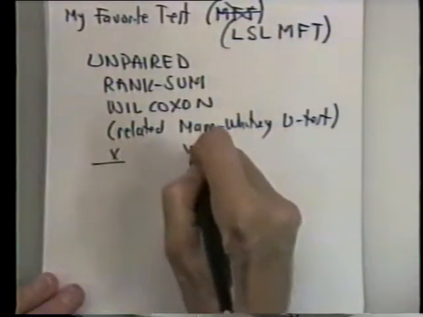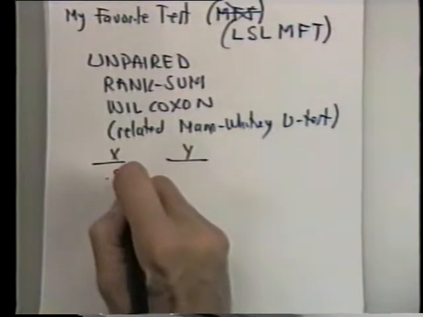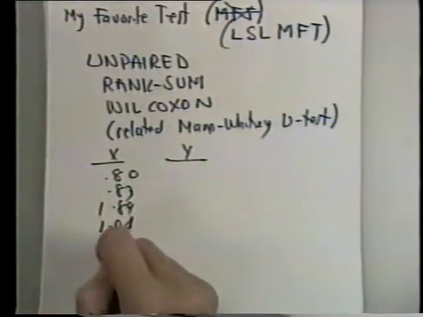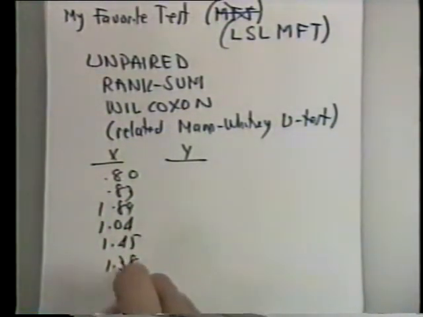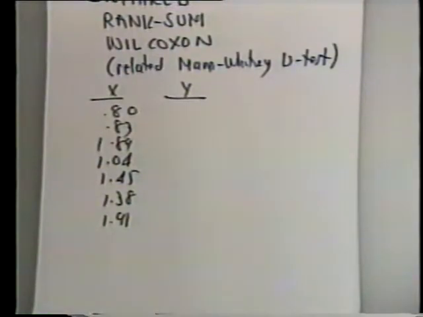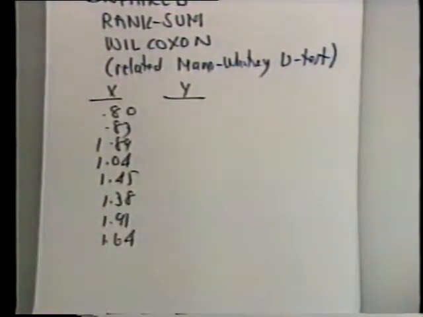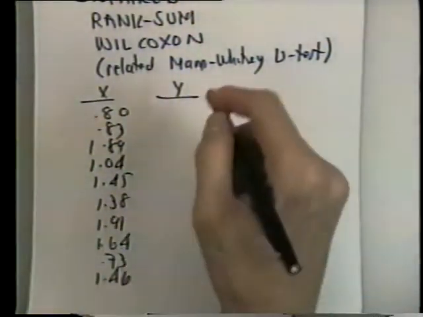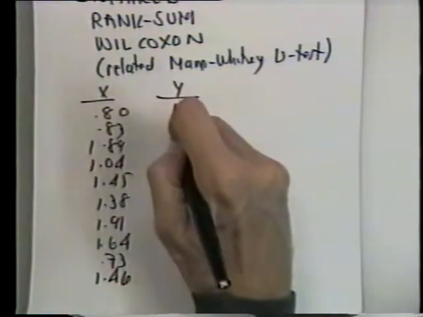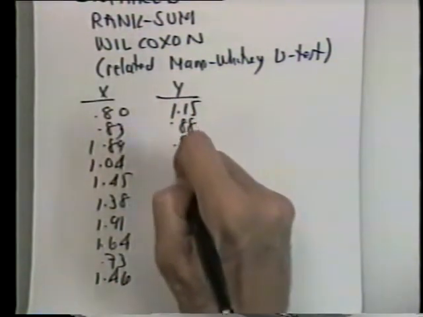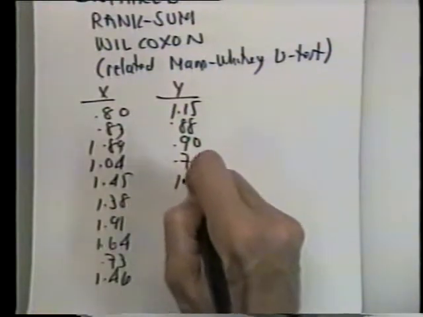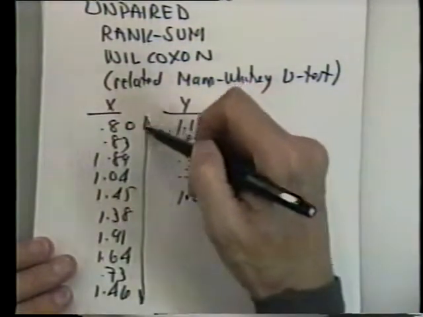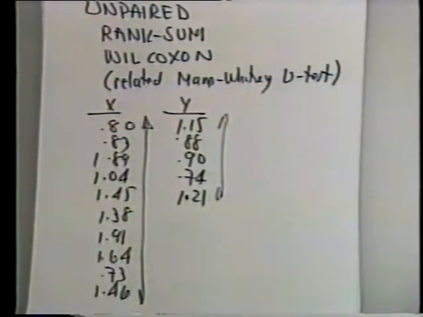Let's say we have a bunch of measurements that are not paired from x, which are 0.8, 0.83, 1.89, 1.04, 1.45, 1.38, 1.91, 1.64, 0.73, 1.46. And let's say the y measurements are 1.15, 0.88, 0.9, 0.74, 1.21. Now, this is a very typical case experimentally where the number of values that we're comparing are unequal to each other. And we had this in the t-test.